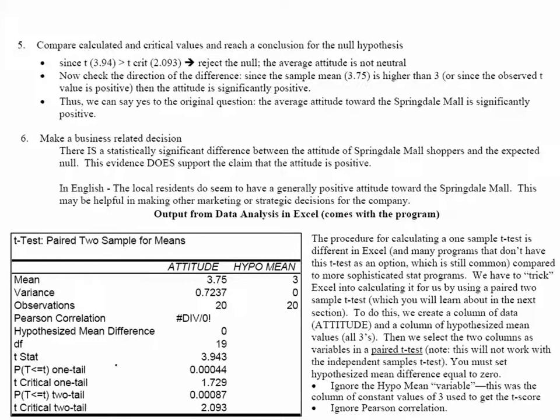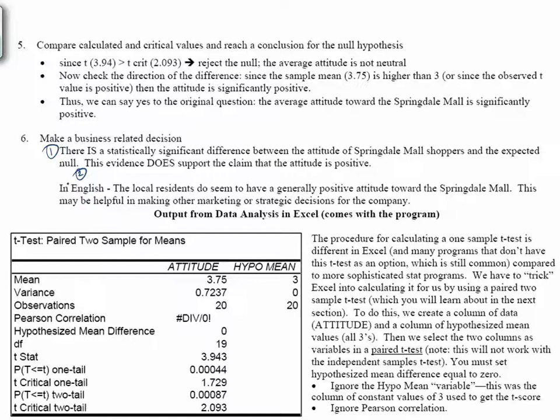Now, what does this really mean? There's really two statements that come out of this. First is that there is a statistically significant difference between the attitude of Springdale Mall shoppers and the expected null. And the second is that this evidence does support the claim that the attitude is positive. Notice that these two are different. Okay? It all depends on what your claim is.